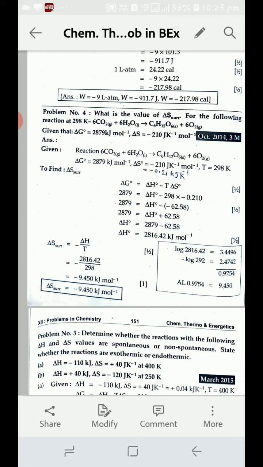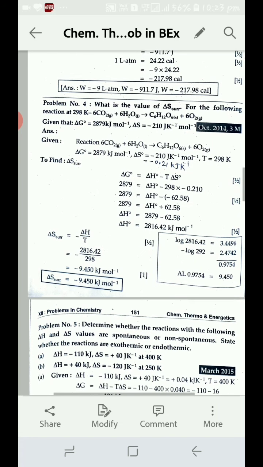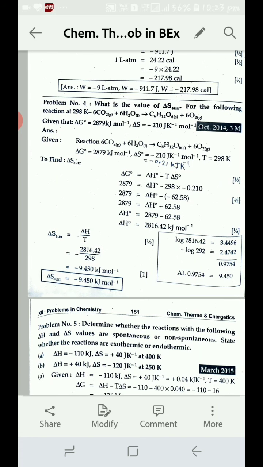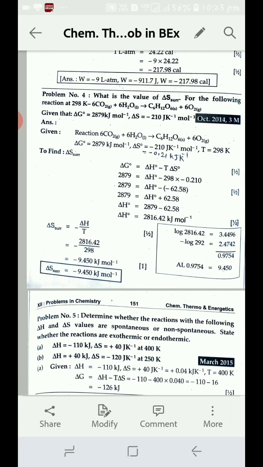So your answer is 0.04 kilojoule per Kelvin per mole. Okay, so what is the formula? Change in Gibbs energy, delta G, is equal to delta H minus T delta S. So substitute the values and calculate the answer. So the answer is equal to minus 126 kilojoule.